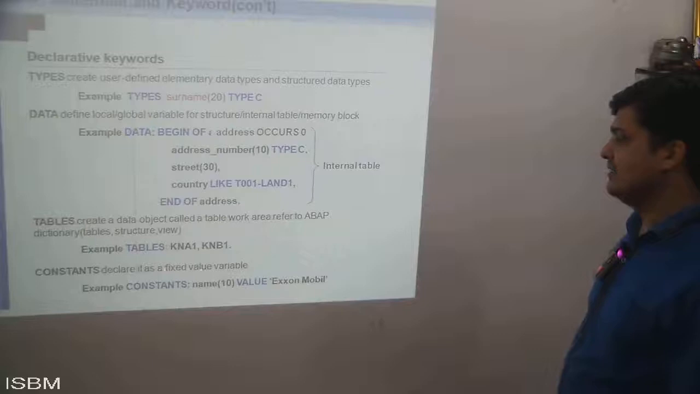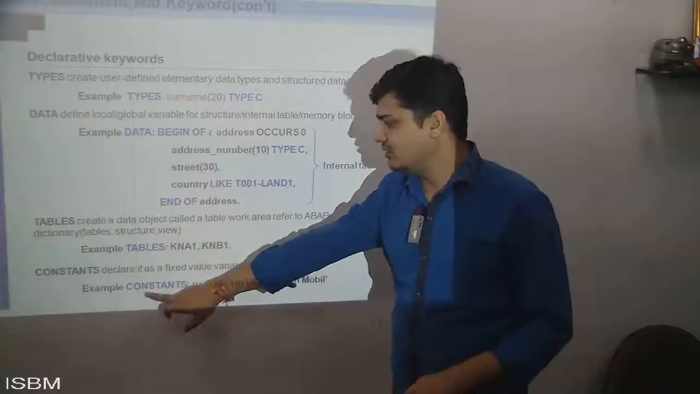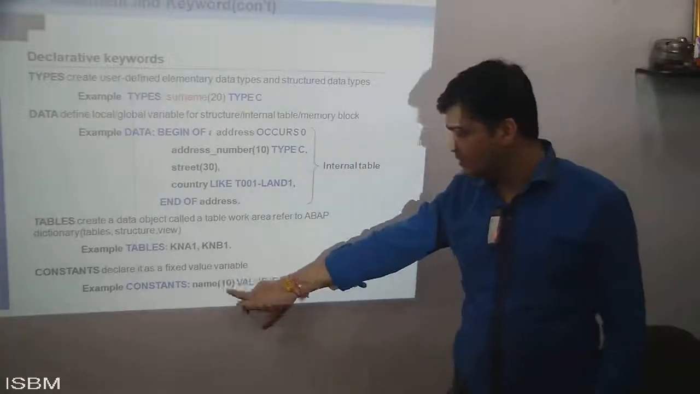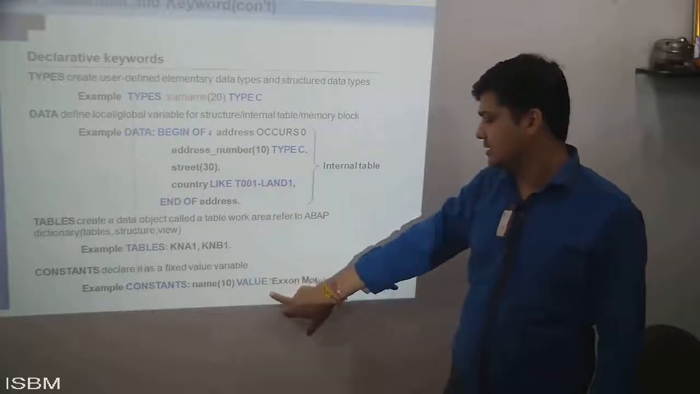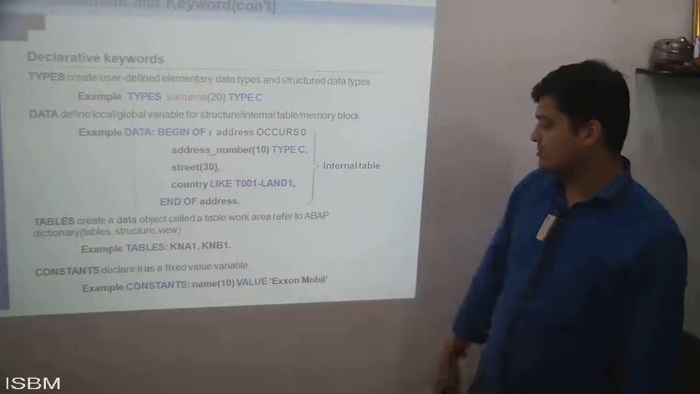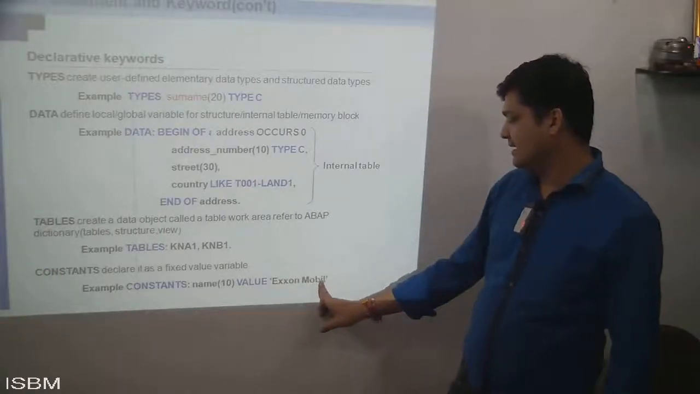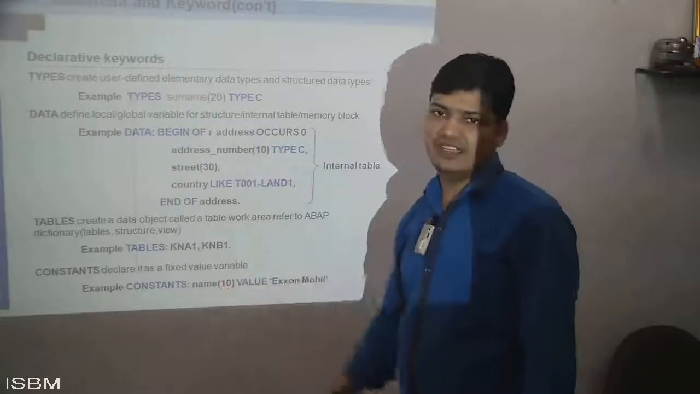Constant declares a fixed value variable. How do we declare the constant? We write constants, colon, name, type C length 10, value ExxonMobil. It shows character 10 and its value is ExxonMobil. We can count 1 2 3 4 5 6 7 8 9 10. So it is 10 characters, ExxonMobil. That's why we have taken 10 over here.